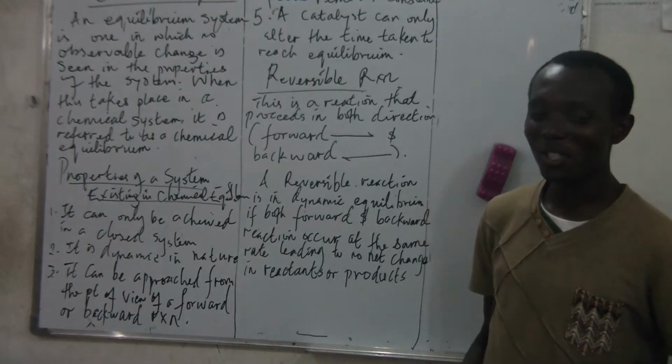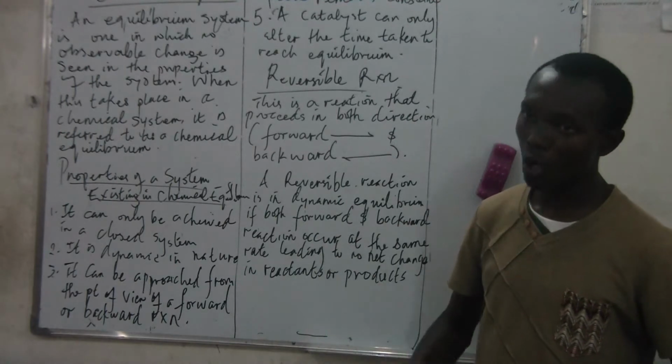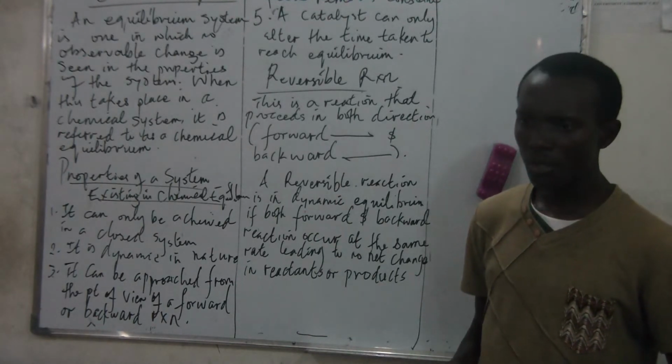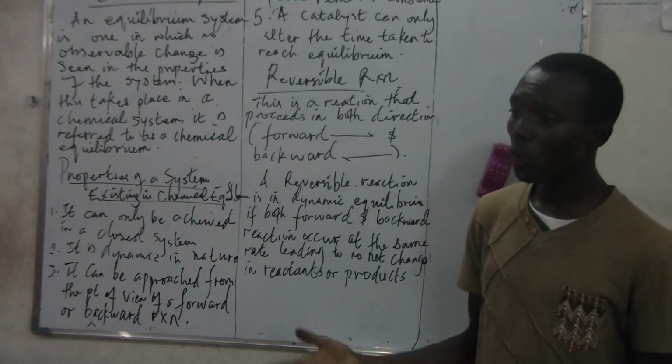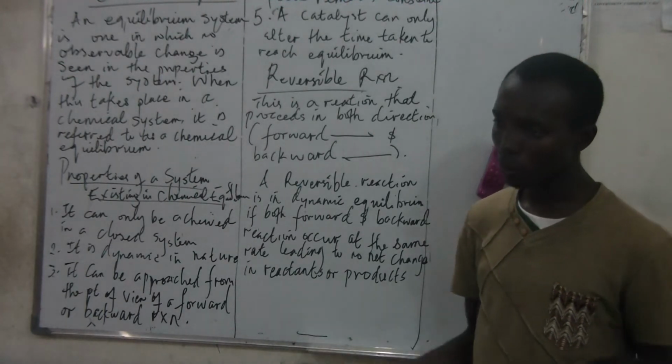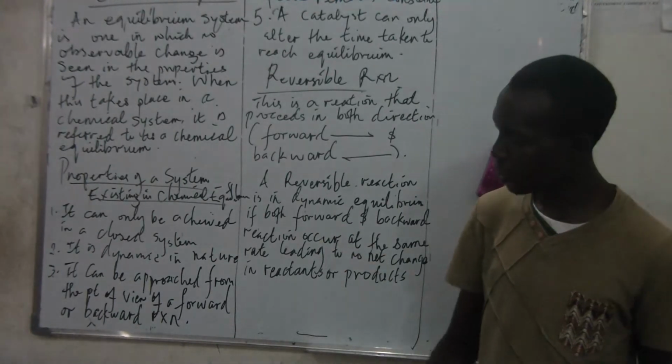An open system is one in which there is escape of product or reactants. Do you understand? That kind of system is an open system. Like you have a cooking pot and the pot is open. What happens? Steam will keep going on. So that system is an open system.